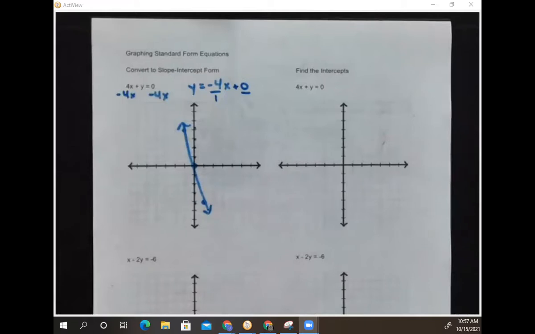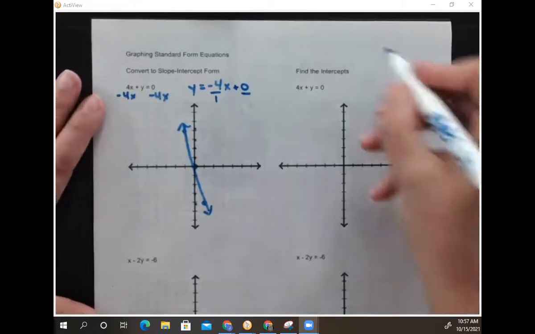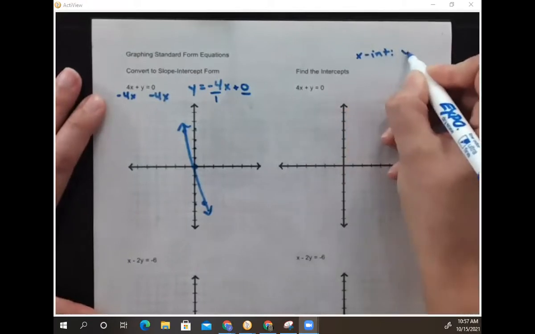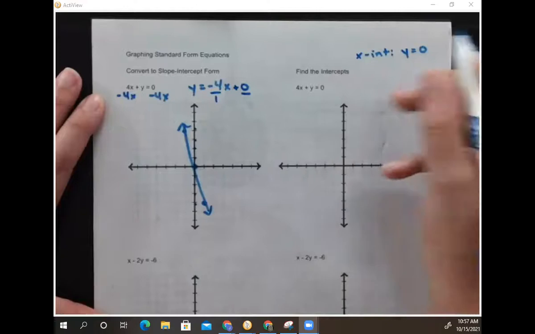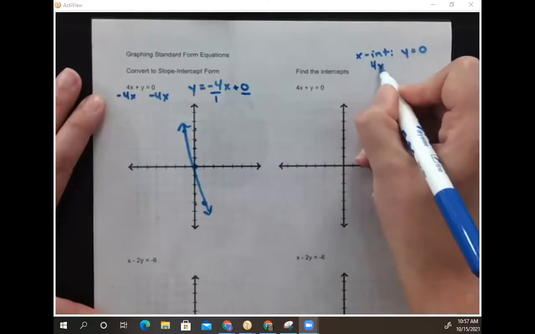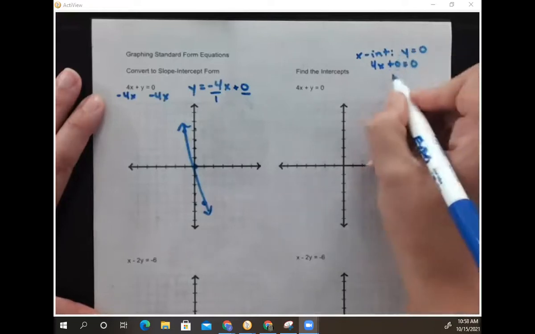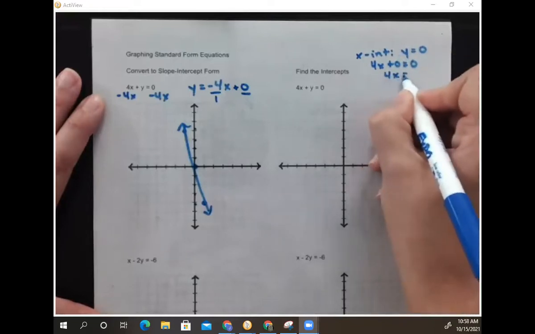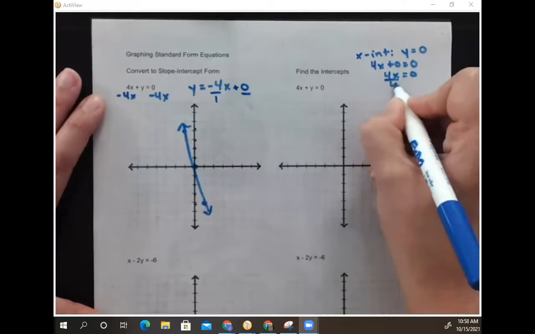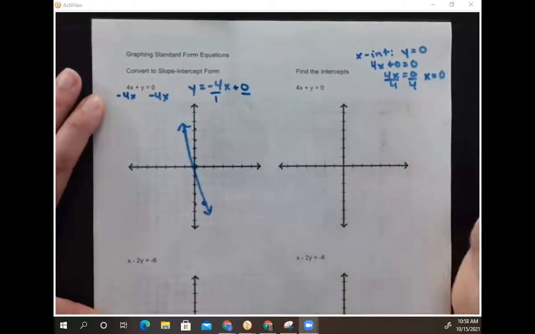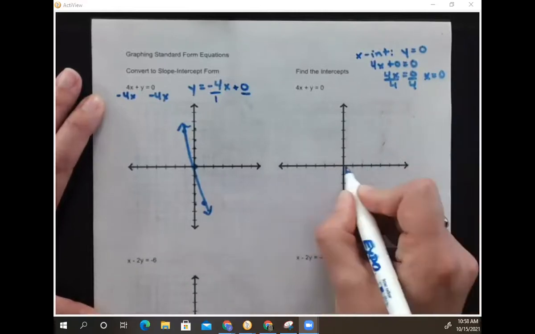Let's take a look at finding intercepts for this guy. If I want to find the x-intercept, remember I'm plugging in y equals 0. So this would be 4x plus 0 equals 0. So I've got 4x equals 0, divide both sides by 4, and I get x to be 0, right? 0 divided by 4 is just 0. So I cross the x-axis at 0.